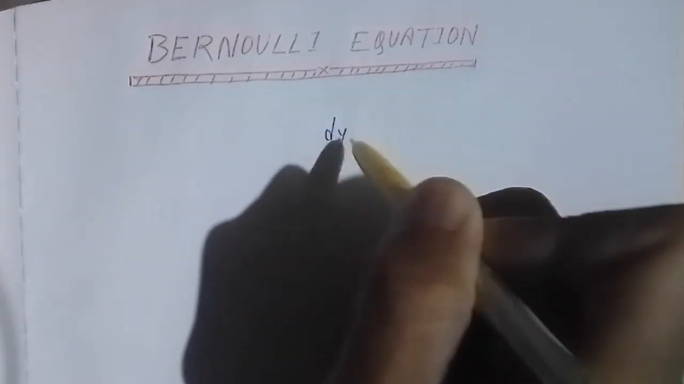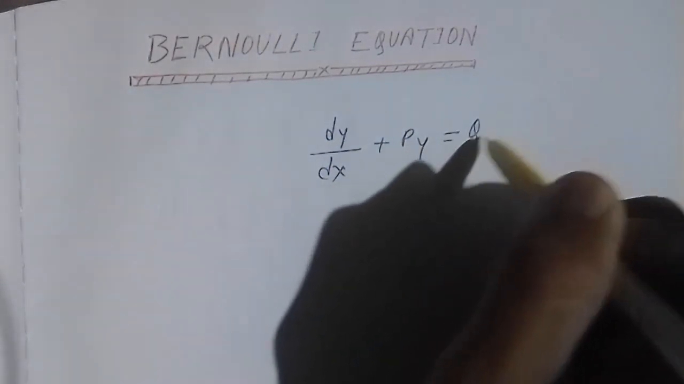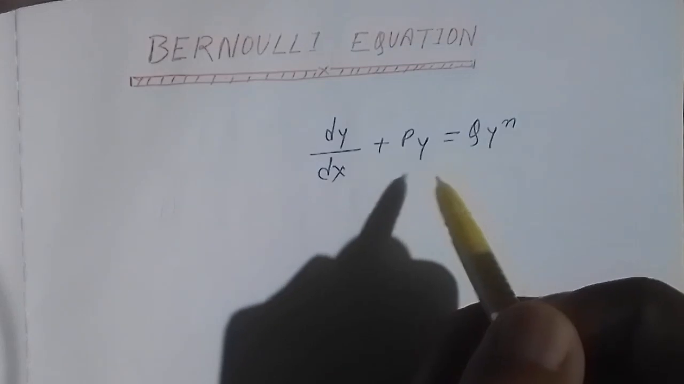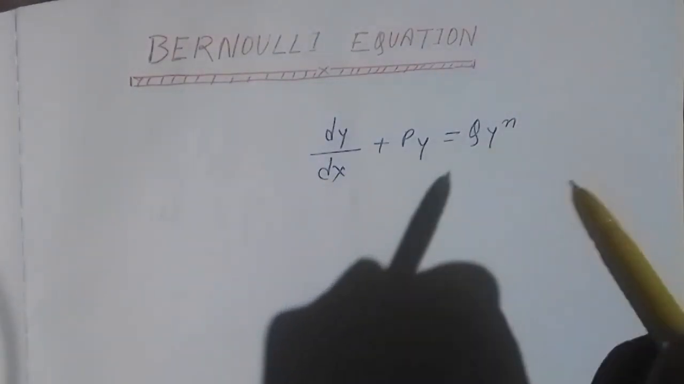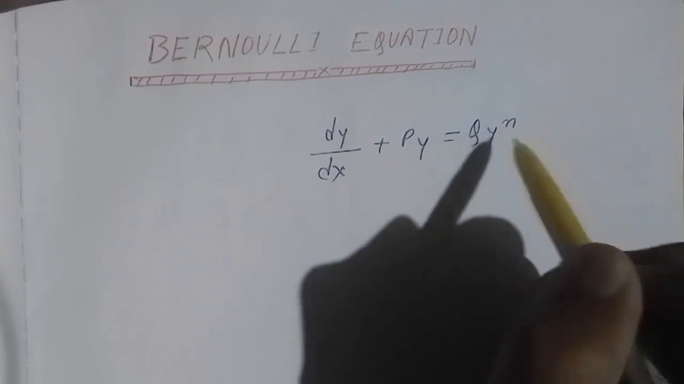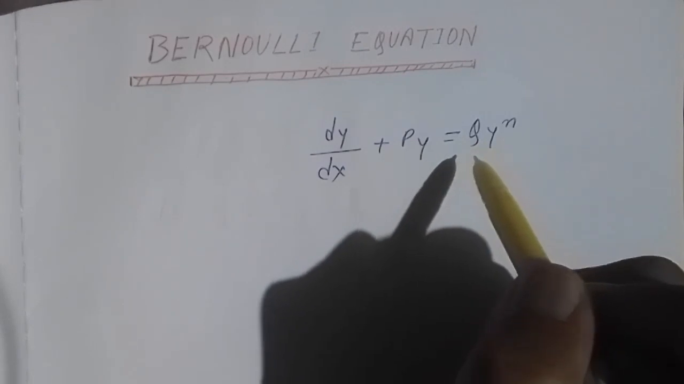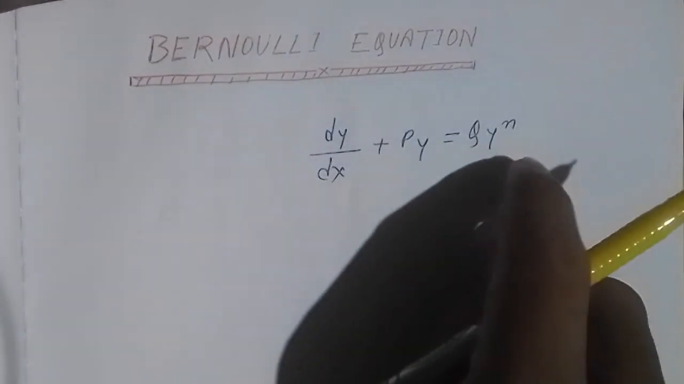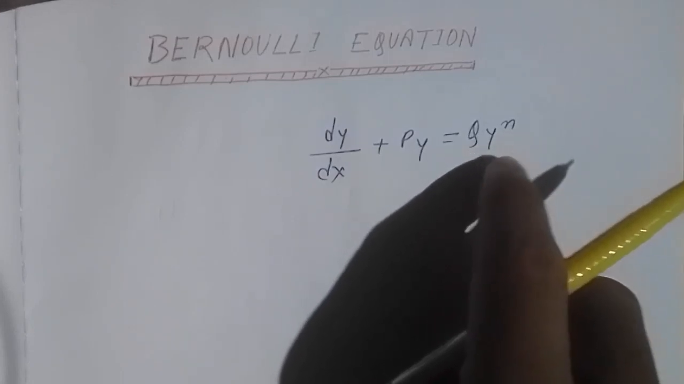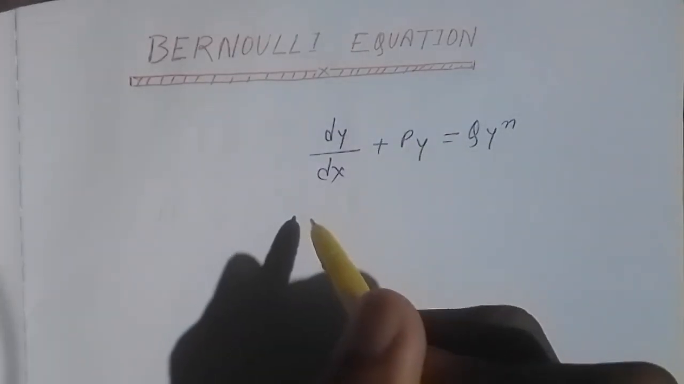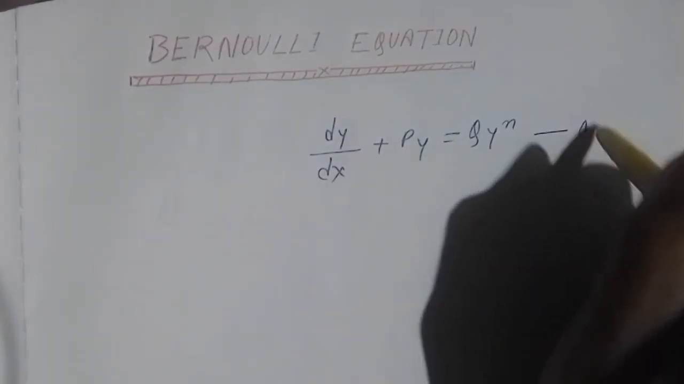The form of this equation is like this: dy by dx plus py is equal to q y to the power n. This is the form of the Bernoulli equation. Here we have a dependent variable with degree n on the right hand side of the equal sign. Since we don't have any variable at the right hand side of the equal sign in a linear differential equation, this is the Bernoulli equation.